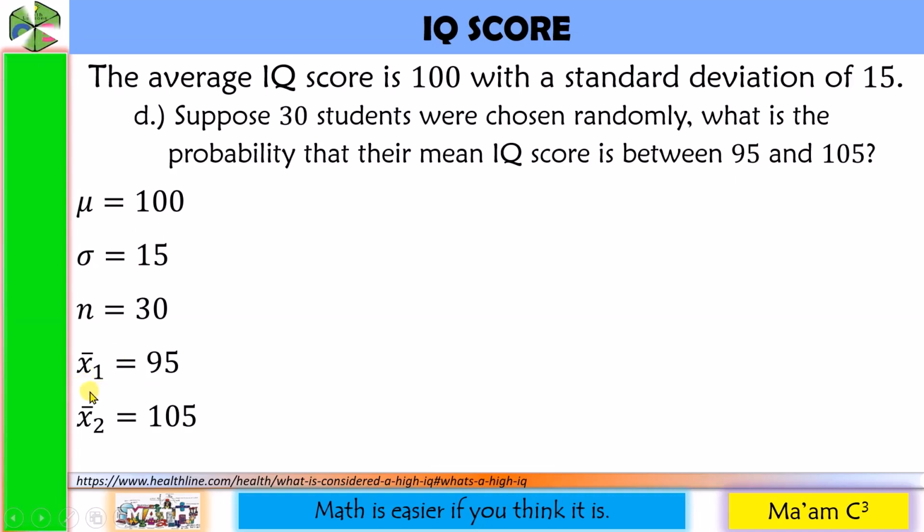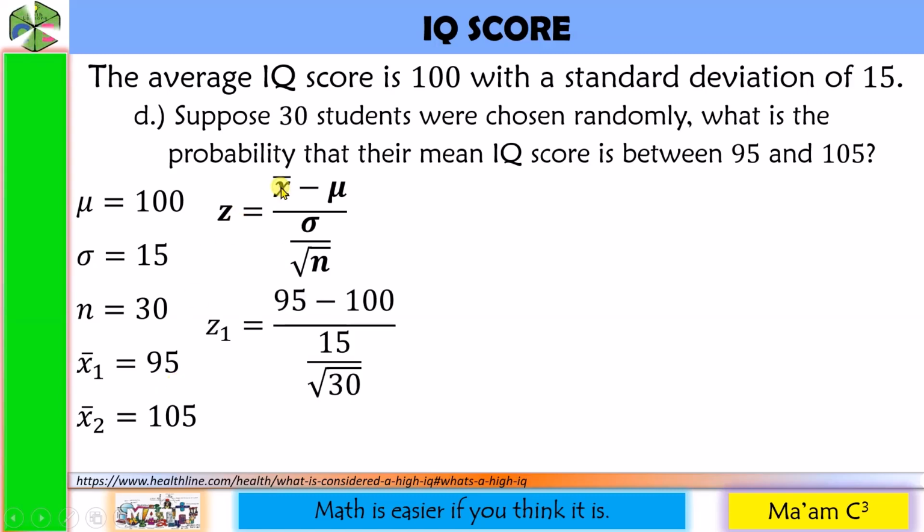Let us solve for the corresponding z-values of our sample means. Let's have the first one. Let us substitute 95 here. And this will give us negative 1.83. This time, let us substitute our second sample mean in our formula.